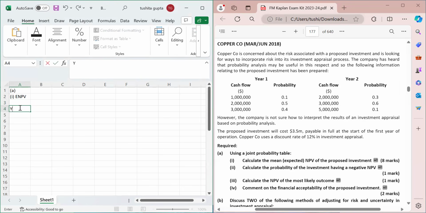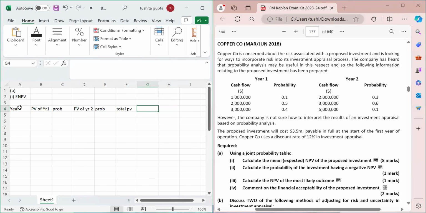So let me label the columns over here. First, let's talk about the years. Then let's take first the PV of year 1 cash flow. Then let's talk about the probability of that happening. Then let's take it for year 2, PV of year 2. Then let's talk about the probability of that. Then let's find out the total PV.